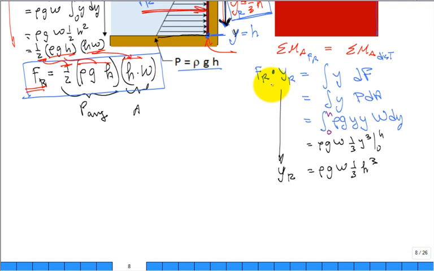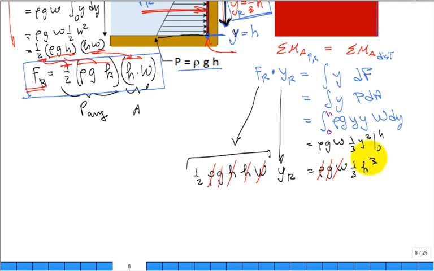What is F of R? Well, I could leave it as F of R, but I already know it. Let me put it over here. It's 1/2 rho g h h w. Isn't that F of R? Now we can cancel the rho and the g and the w and two of the h's, and we're left with the result that y sub r is equal to, bring that 1/2 over, so we have 2/3 h. Isn't that what we wanted to show? That it's 2/3 h.